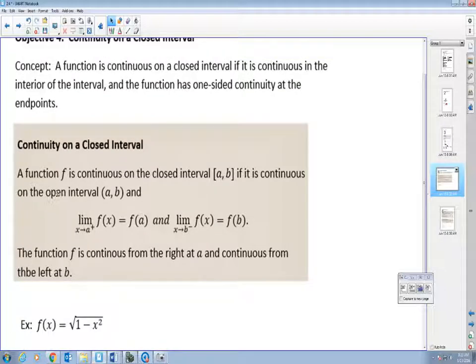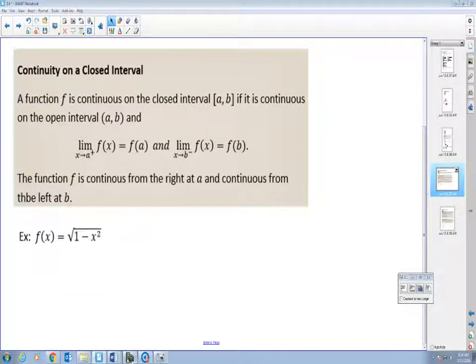What the theorem is basically saying is a function f is continuous on a closed interval from A to B, with brackets, if it is continuous on the open interval A to B, and the limit of the function as x approaches A from the right-hand side equals f of A, and the limit as x approaches B from the left side equals f of B. The function f is continuous from the right at A, and continuous from the left at B. So it has to be continuous within that closed interval.